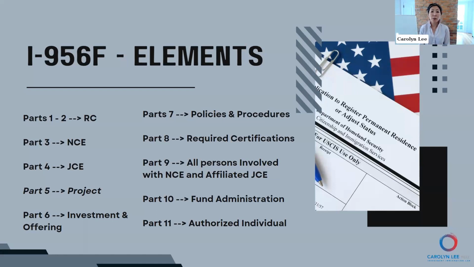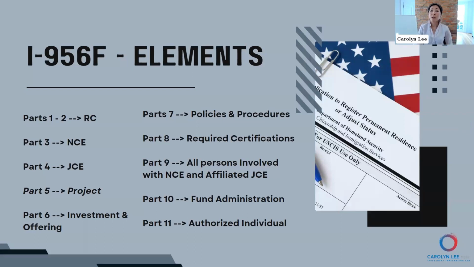So parts 1 and 2 relate to the regional center. Part 3 relates to the NCE, the new commercial enterprise. Part 4 relates to the job creating entity. Part 5 relates to the project. Part 6 relates to the investment, the offering, the required disclosures. Part 7 relates to the policies and procedures, a description of the policies and procedures. Part 8, required certifications by the regional center and the issuer.